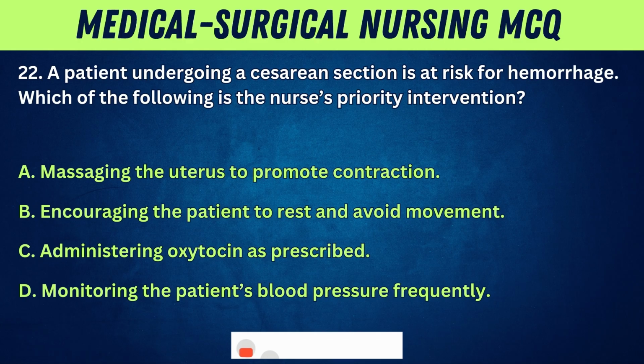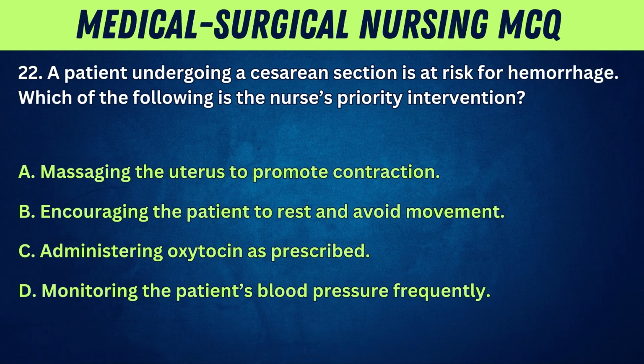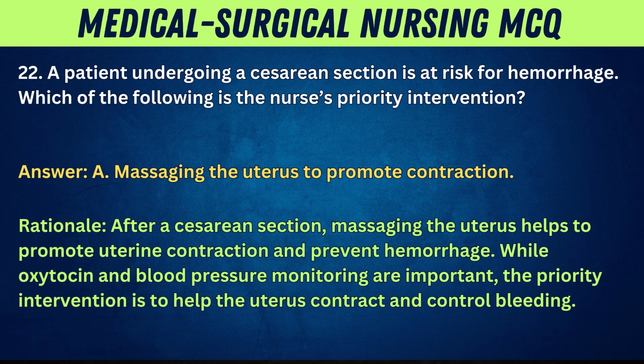22. A patient undergoing a cesarean section is at risk for hemorrhage. Which of the following is the nurse's priority intervention? A. Massaging the uterus to promote contraction. B. Encouraging the patient to rest and avoid movement. C. Administering oxytocin as prescribed. D. Monitoring the patient's blood pressure frequently. Answer: A. Massaging the uterus to promote contraction.